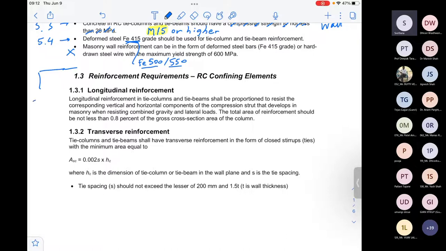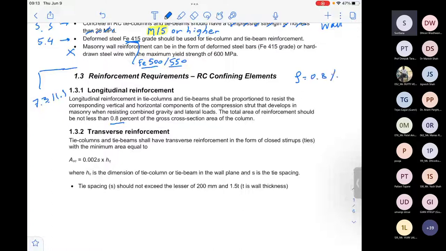So there are several sections that are related to this topic, 7.3.11.1, that is where you have this. So the ratio of reinforcement is 0.8%. So the code says that the total area of reinforcement should not be less than 0.8% of the gross cross-section area of the column, of tie column, but for two-story height buildings, let's say your bungalow, you can go as low as 0.6%.